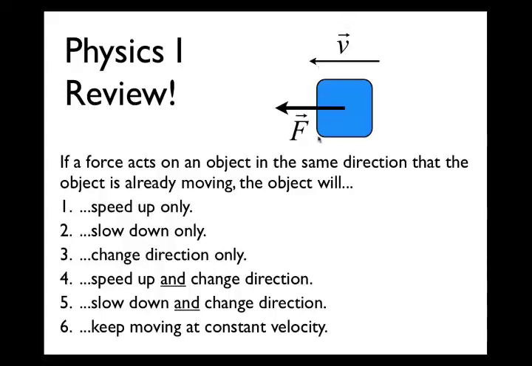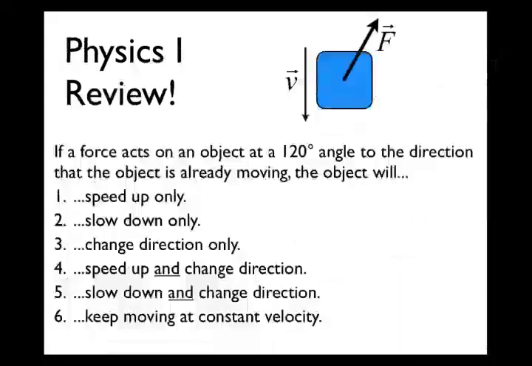If I have a force that acts on the object in the same direction the object is already moving in, what happens to the object? Is it going to speed up, slow down, change direction, or do some combination of those? Speed up and change direction, slow down and change direction, or keep moving at constant velocity? The correct answer is that it speeds up only. When you apply a force in the direction something is already moving, that produces an acceleration in that direction, so that increases the velocity, but it increases only the magnitude of the velocity. The direction of the velocity stays exactly the same.